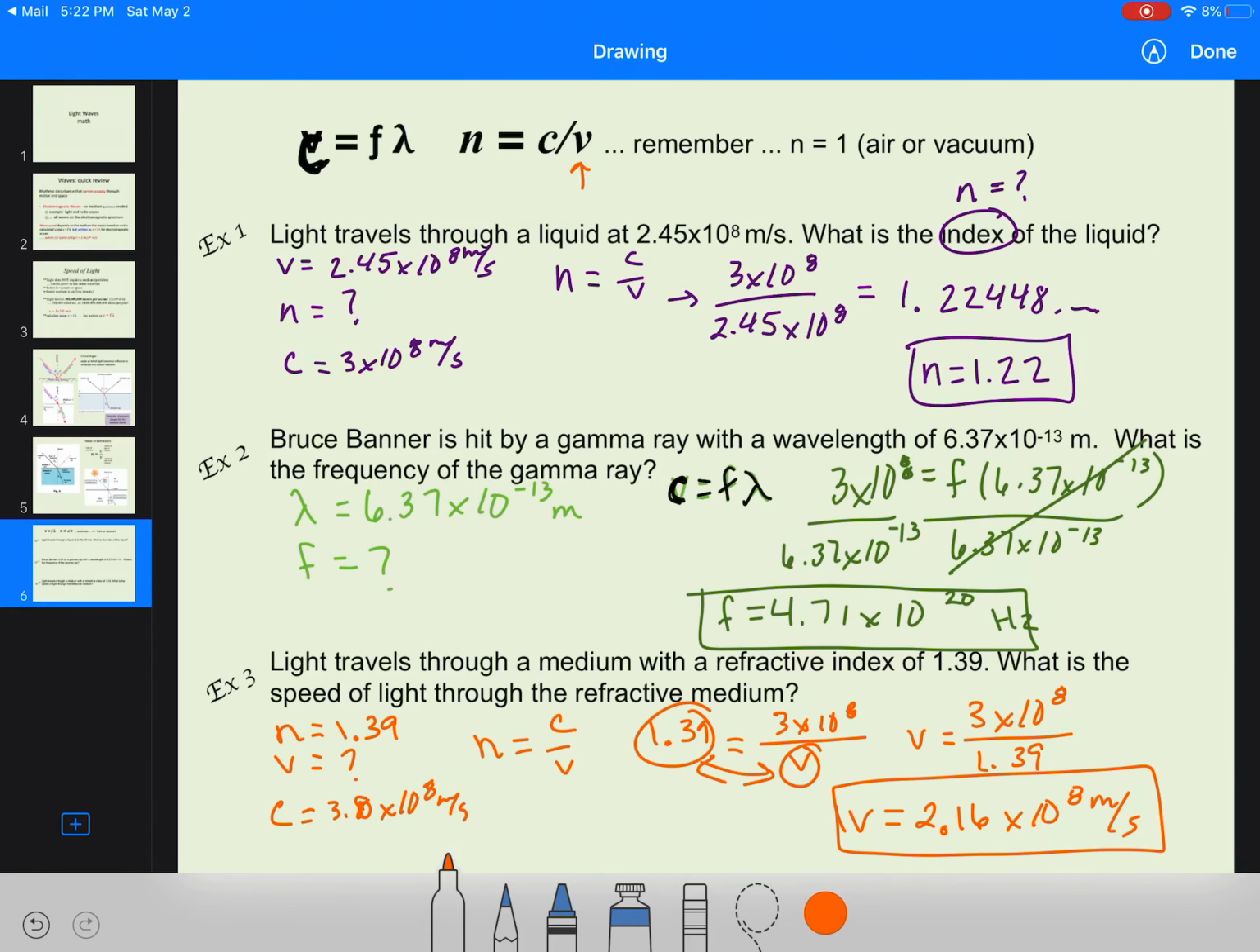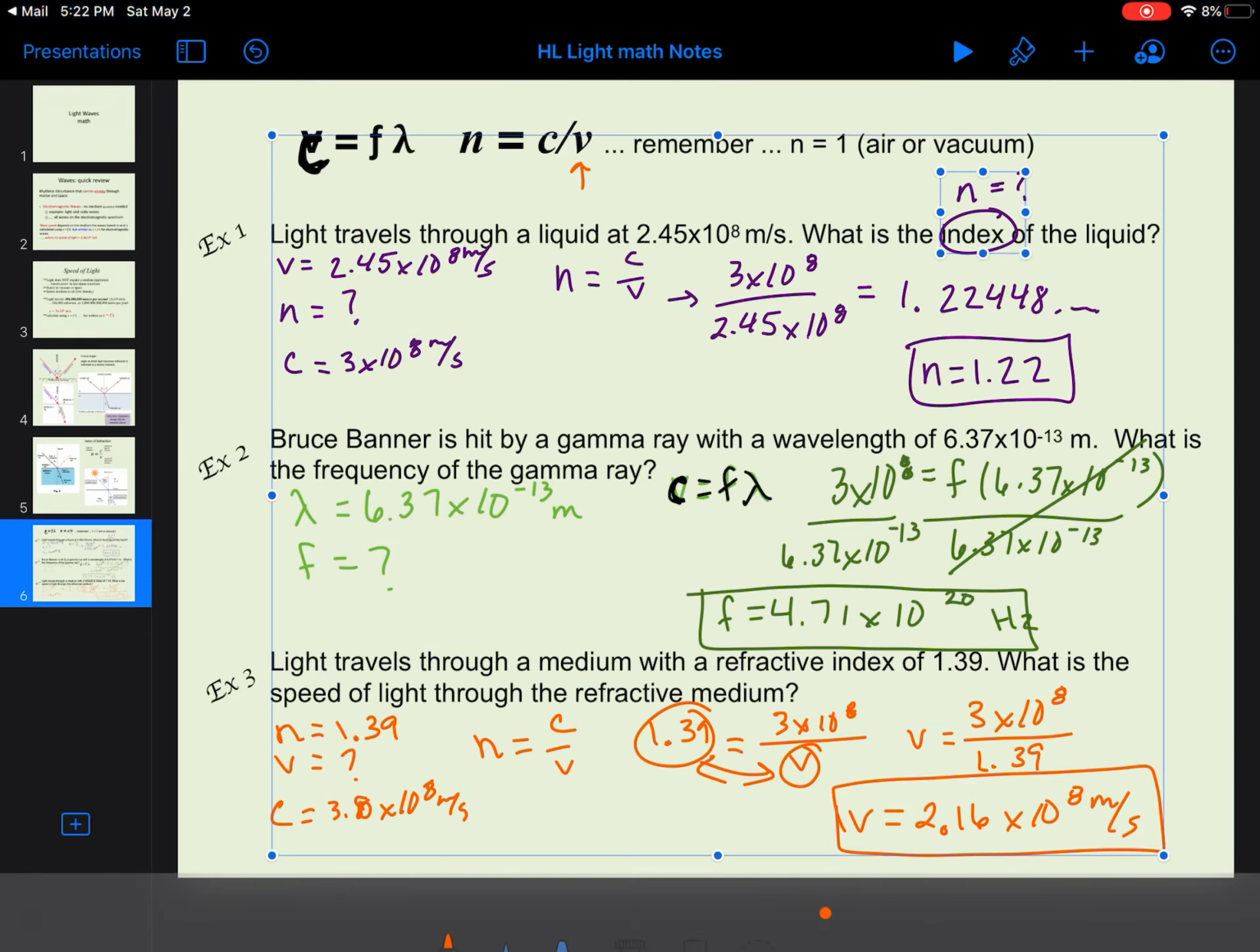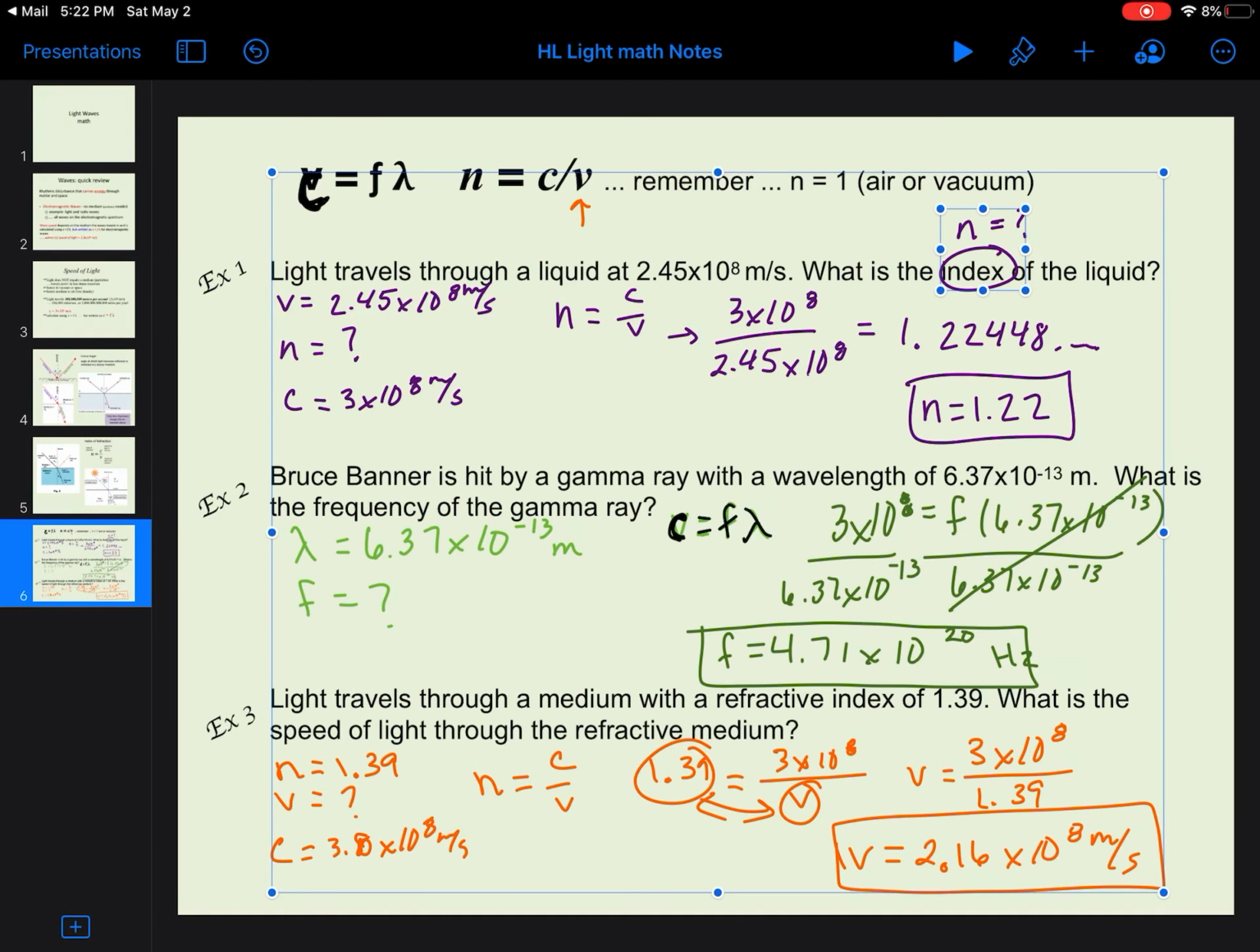So if we look at this answer, 2.16 times 10 to the 8th meters per second is indeed slower than the true value of the speed of light, which is 3 times 10 to the 8th. This makes sense because it's passing through a more dense material, because we can see I have an N value greater than 1.